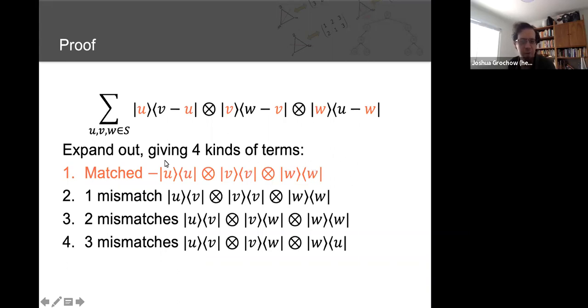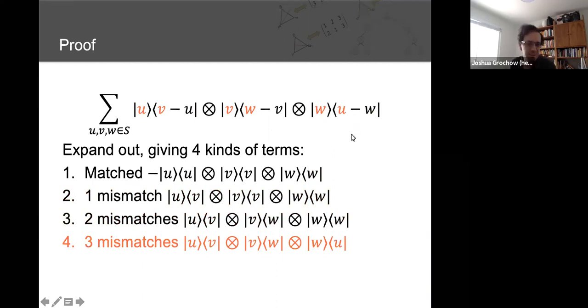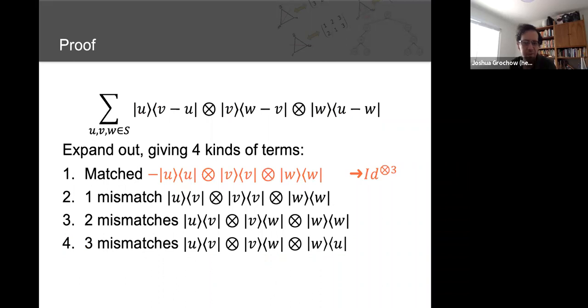So I'll sum over U, V, and W and get this. I could have one mismatch, where here I'm still doing V and V and W, W, but here I do U and V. Or I could do U and V and W, but one mismatch. I could have 2 mismatches. So I could do U with V, V with W, but then W with W. Or I could have 3 mismatches, UV, VW, WU. Okay, and that's it, that's all the terms. So let's work out what these are.